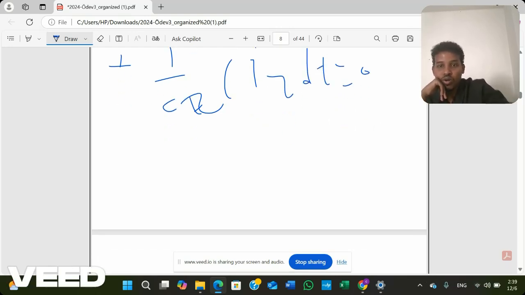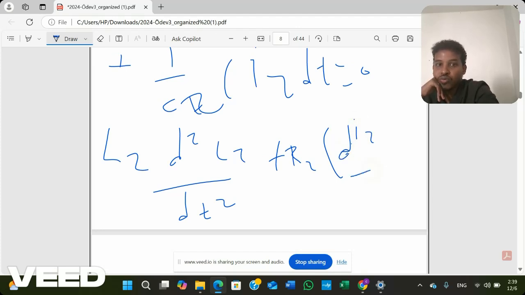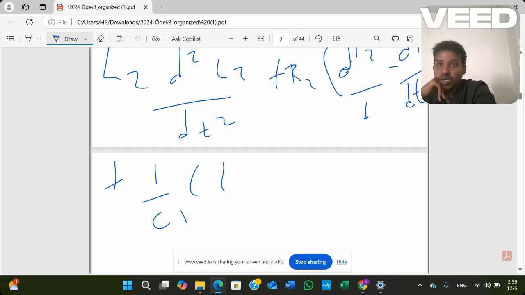Differentiate both sides. The differential of both sides: L2 d squared i2 over dt squared plus R2 (di2 over dt minus di1 over dt) plus 1 over C1 (i2 minus i1) plus 1 over C2 i2 is equal to 0.